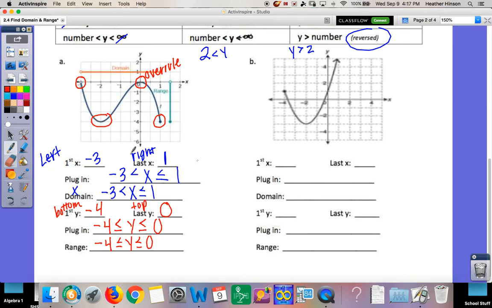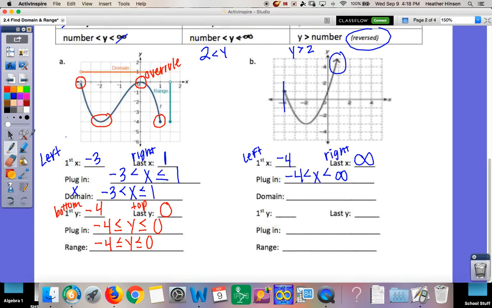Okay, on B, starting with domain, starting with our first x value, we're always going to go left to right. On the left, the very left point, we have -4. On the very right, all the way over here, we have an arrow. Arrows are going to be infinity. And then we just plug it in. We put our first term, we put our last term. It's domain, so we're going to put x in the middle. And we always use less than symbols.